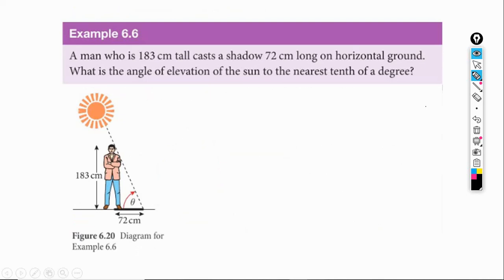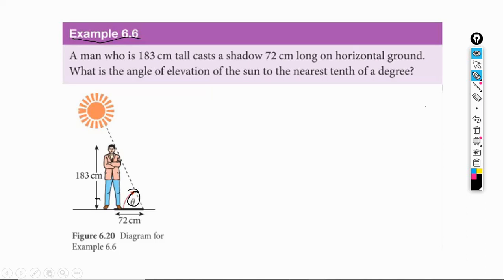So moving on to the next slide, we have example 6.6, where they say that a man who is 183 centimeters tall casts a shadow 72 centimeters long on horizontal ground. What is the angle of elevation of the sun to the nearest tenth of a degree? So we have that they want us to find this angle here.